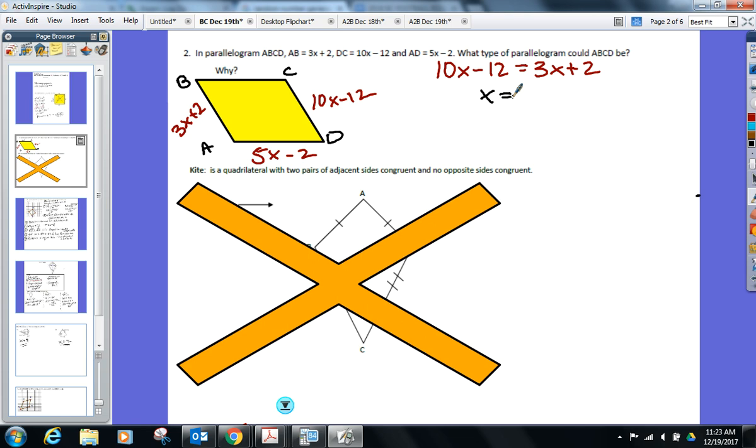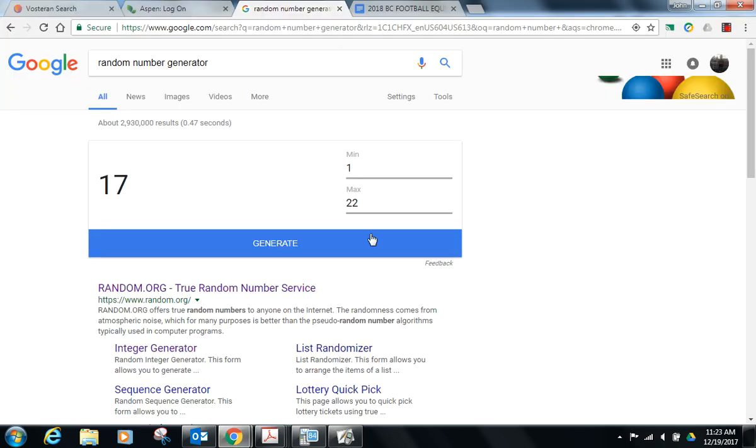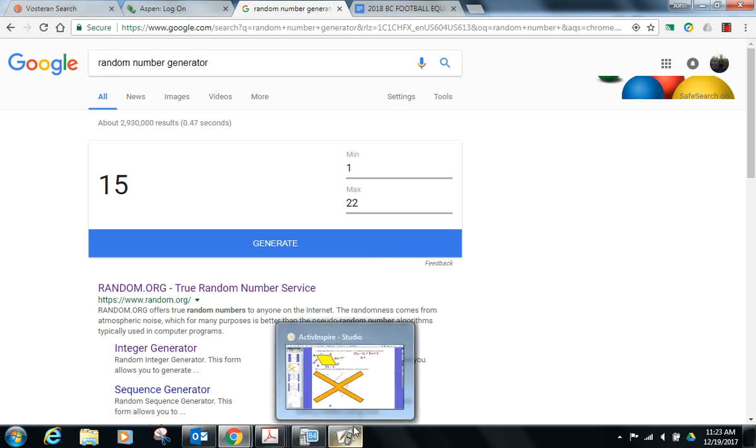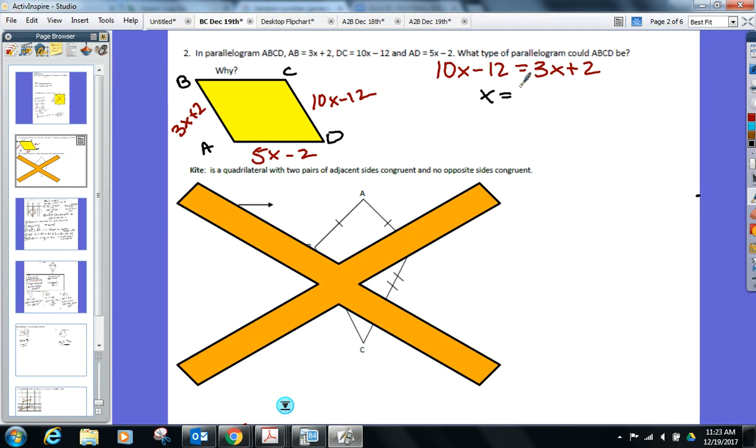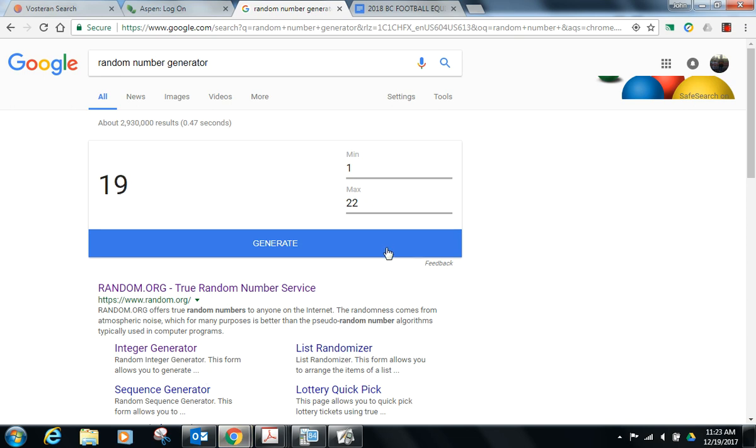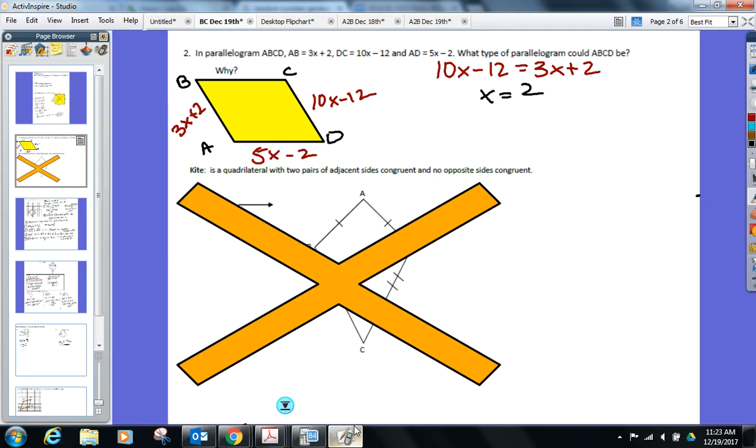Value of x. Value of x. 2, thank you. So x is 2. Go ahead, find the side lengths now. Find the side lengths, and then we will talk. What type of parallelogram is this? And I bet you I catch somebody here. Watch. I'm going to catch somebody. Side lengths: what are the side lengths? 8, yeah.